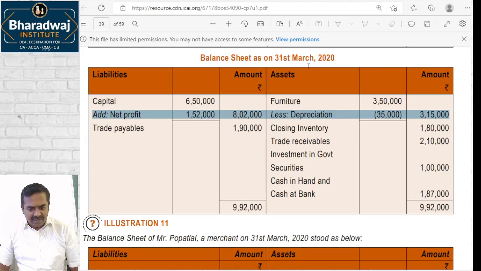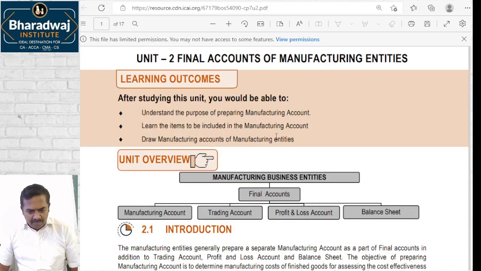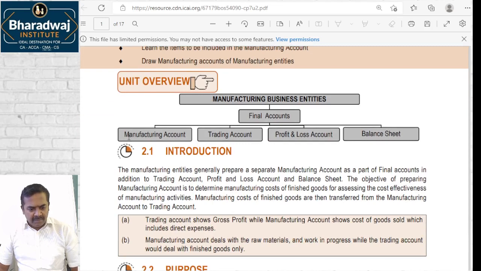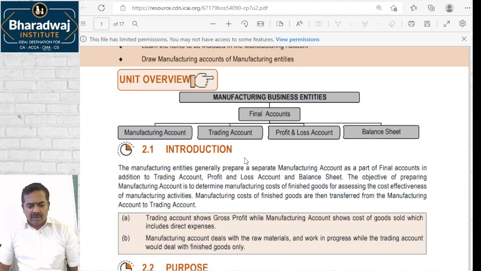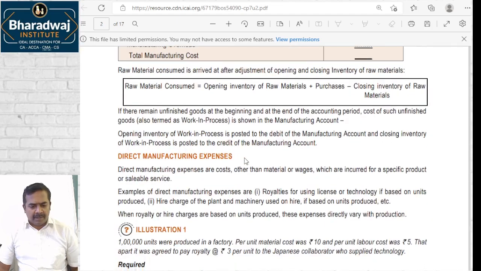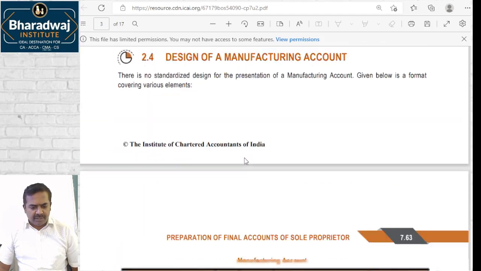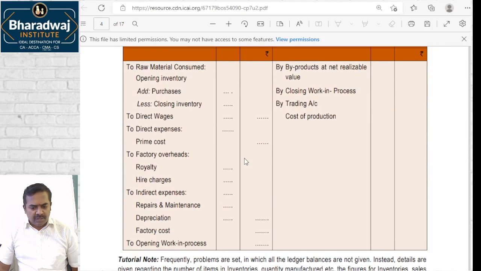Shall we? We are going to solve problems only from your material. One is we are going to prepare the manufacturing account. Second is the trading account and P&L account as usual. Then we are going to prepare the balance sheet. You can check with the manufacturing account. This is what we have done.